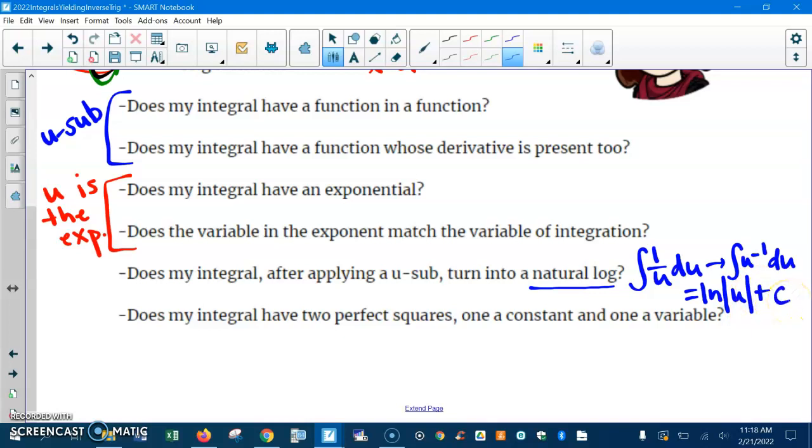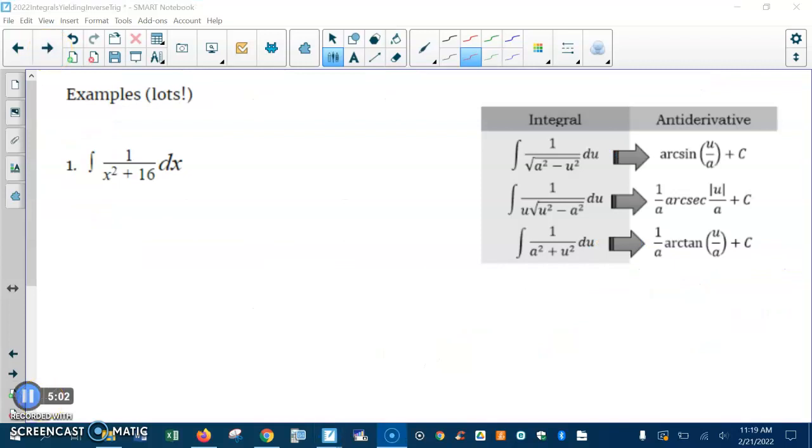And the last question that applies to today's lesson is, does my integral have two perfect squares? One is a constant, and one is a variable, where the constant is the a squared, and the variable is the u squared. That's when we know that our integral will turn into an inverse trig function. So in order to approach a problem like number 1, we want to look at all of these questions that we just came up with and see if we can answer any of them.